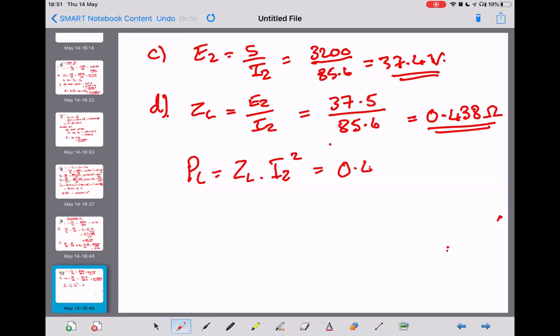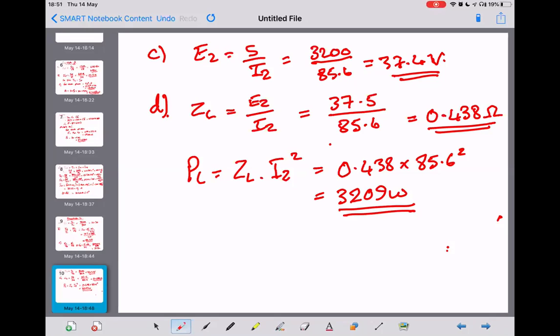Yeah, so for that I got 0.48 times 85.6 squared, and that gave me 3,209 watts. I've called it watts because I'm assuming the load is just resistive. Yeah, it is resistive, so it will be watts.